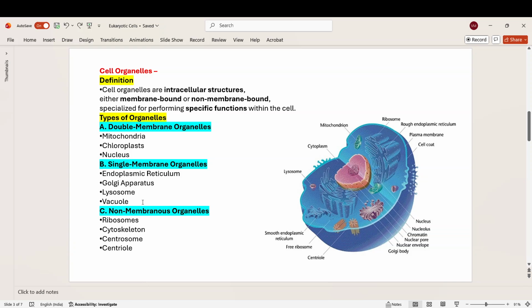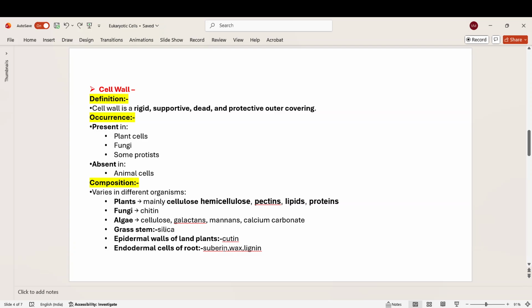Third is the non-membranous organelle. These do not have membranes, yet they are extremely important, like ribosomes, which can be called protein factories. Next is the cytoskeleton, which maintains cell shape. Centrosome and centriole help in cell division. Like that. So, in this video, we are going to study the cell wall in detail.